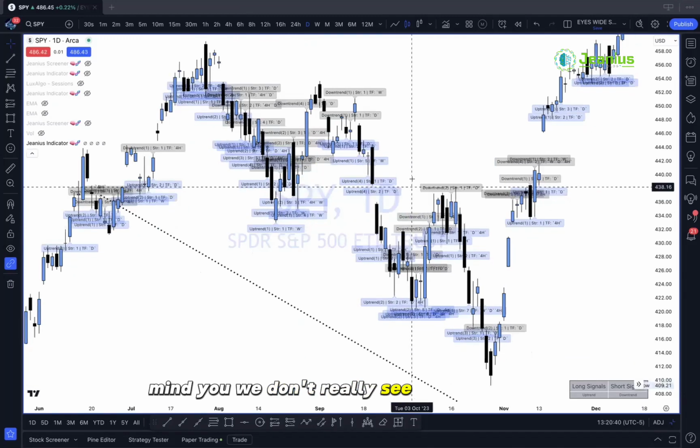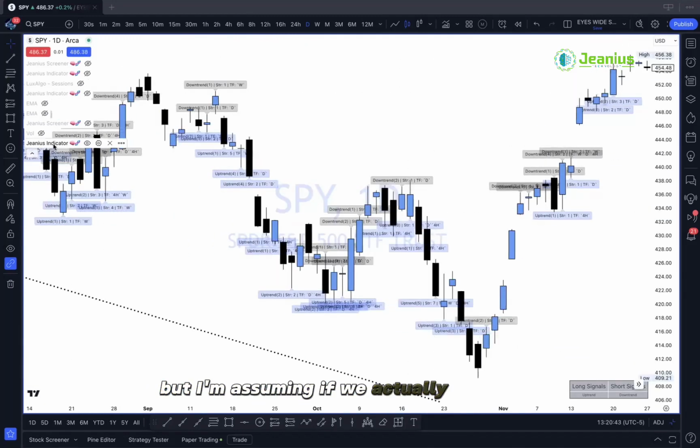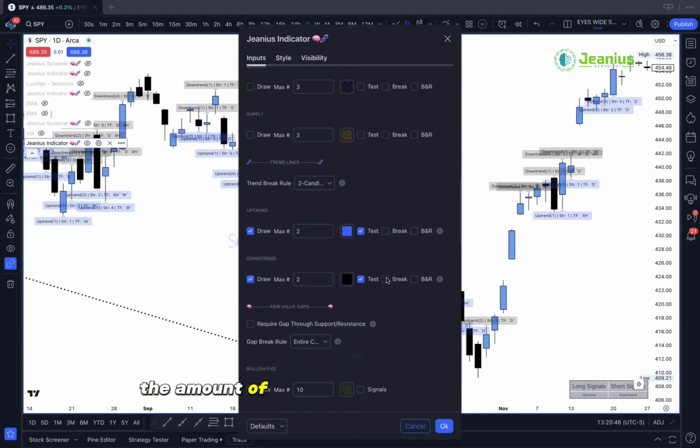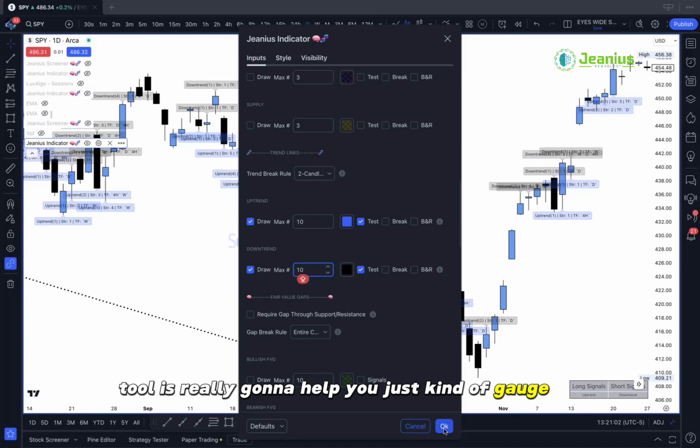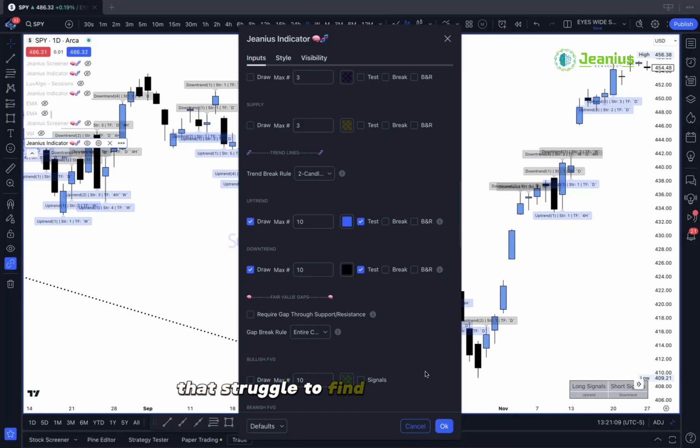Mind you, we don't really see the trend lines, but I'm assuming if we actually increased the amount of trend lines, now I wouldn't dare put this many trend lines on my chart. And to be honest, I don't like to draw trend lines, I like to draw trend zones. But for you beginners out there, I feel like this trend line assistance tool is really going to help you just kind of gauge where you should be looking for trend lines. So I think this would be very helpful for the beginner people out there that struggle to find those trend lines, and even those resistance and support areas.